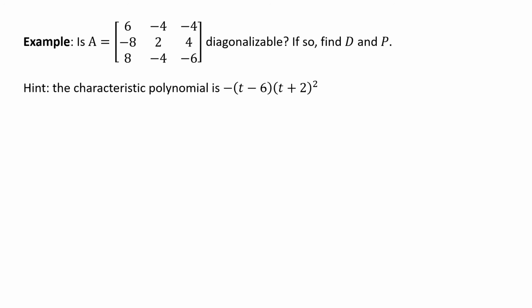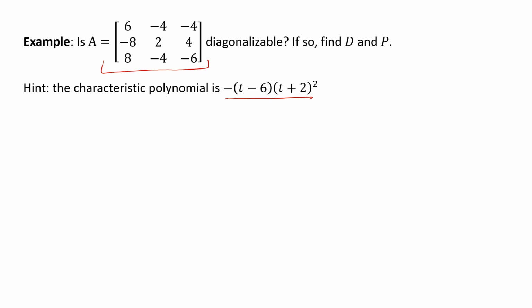Let's look at a couple of examples. So this is the matrix that I just showed you a minute ago with its characteristic polynomial. So is it diagonalizable? And if so, find the diagonal matrix D and the matrix P that shows it is diagonalizable.